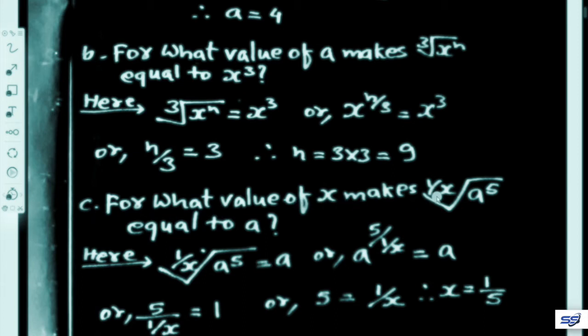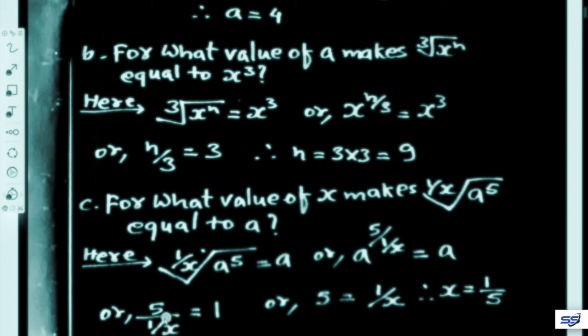What value of x makes the 1 upon x root of a power 5 equal to a? In the beginning it is given that the 1 upon x root of a power 5 equals a, and from here we have to get the value. Here 1 upon x is the root index outside, so it shall be written below the 5. The power of a is 5, so it shall be written below 5. Then a power 5 upon 1 upon x, or 5 by 1 upon x, equals a. Here base a is similar, so the powers shall be equal. Here a has no written power, which means it has power 1.